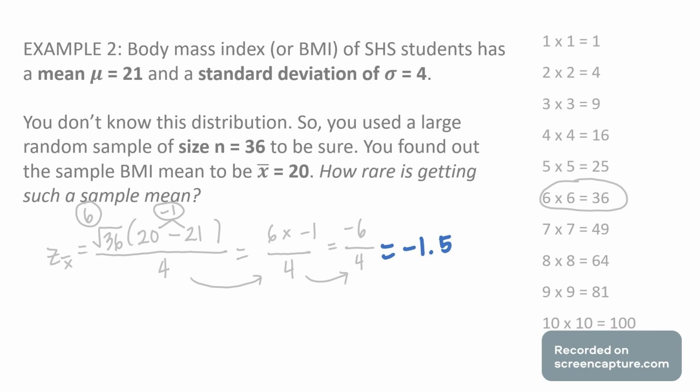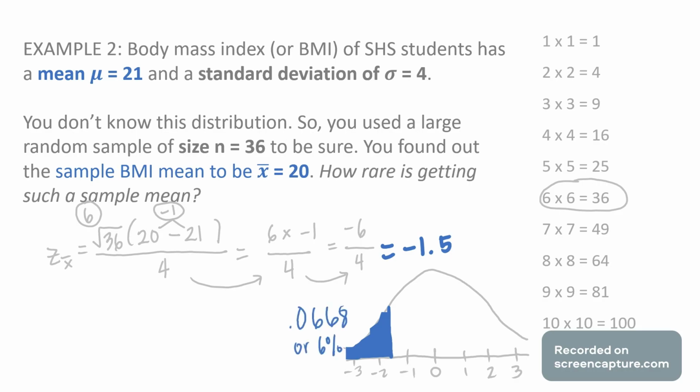We sketch this as a bell curve. Negative 1.5 means we exceed 1 but not yet 2 on the negative side. Shade the left side since we are after the extreme values. And the probability is 0.0668 or 6.68%. This is the p-value of the sample mean statistic, x bar.